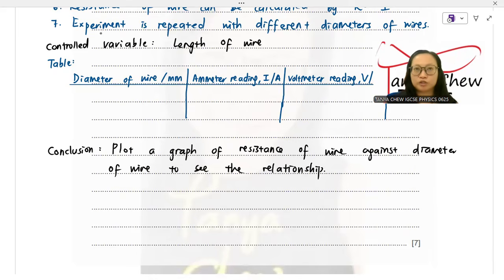It doesn't matter which is on the y-axis and which is on the x-axis. Yeah, that's a wrap for May, June 2025, paper 61.